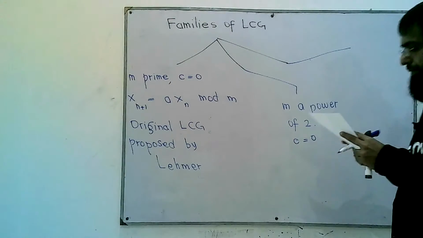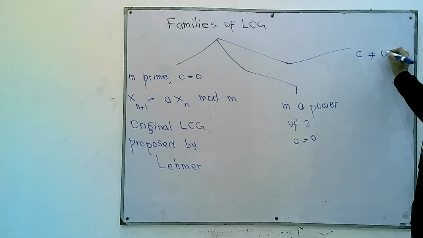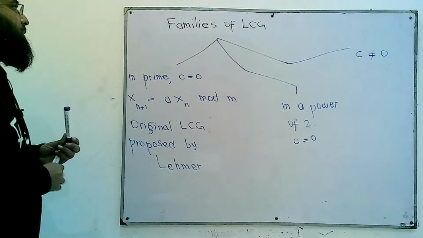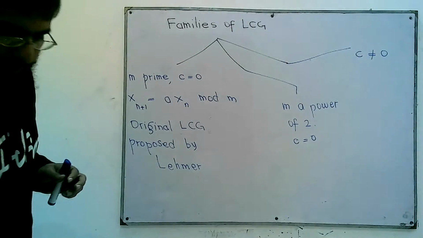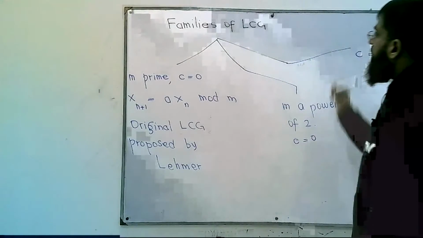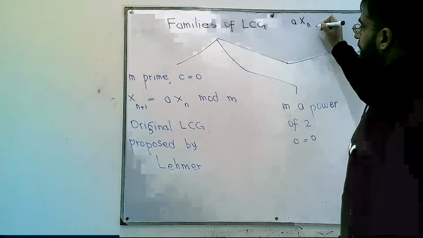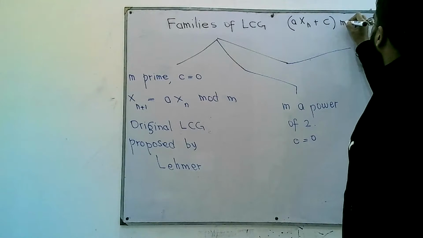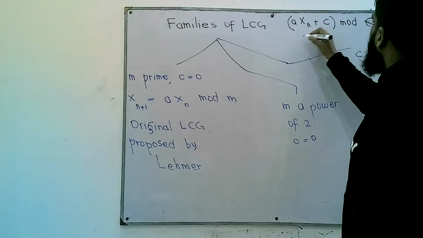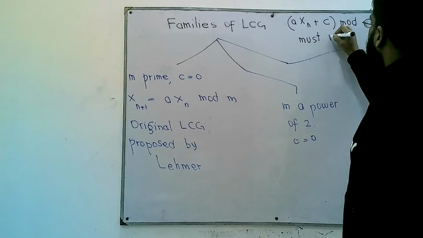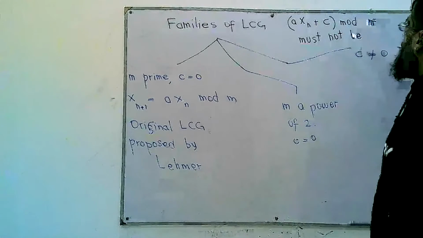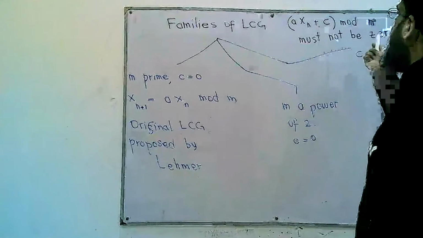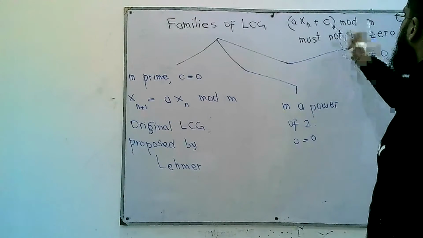And there is a third generator where we don't have any condition except that c isn't 0. There is one condition that applies to all families of LCGs. The condition is that a x_n plus c mod m must not be 0. Must not be 0. This means they should be relatively prime: a x_n plus c and m should be relatively prime.